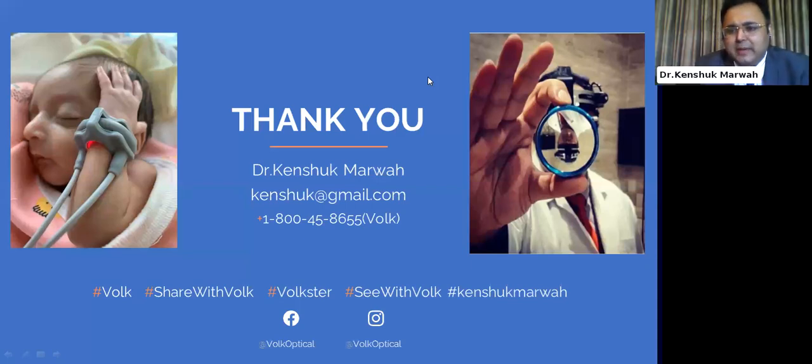So that is what I am trying to re-emphasize again and again. If this is your first lens, I would suggest go for a 2.2. Eyes closed, go in for a 2.2, not a 20 diopter, go in for a 2.2.